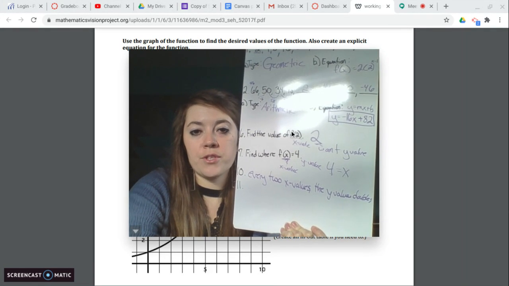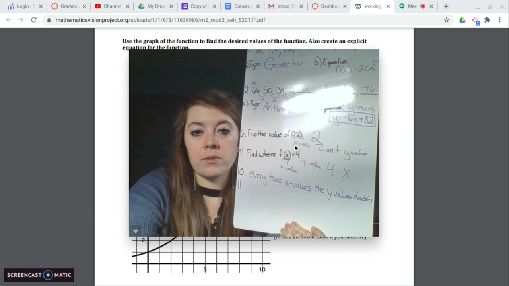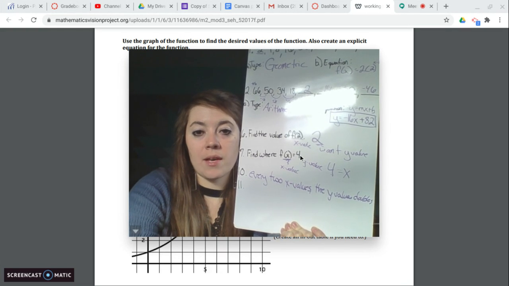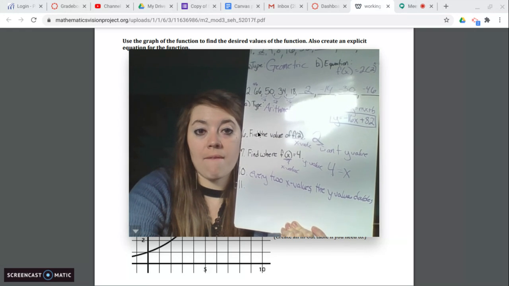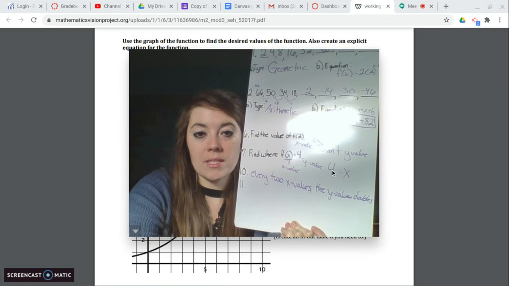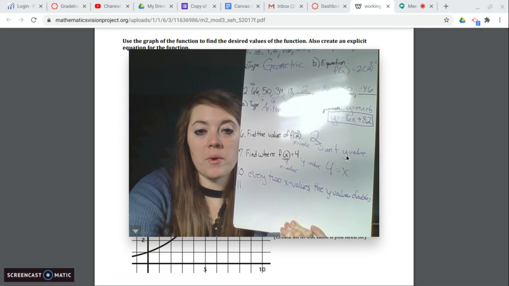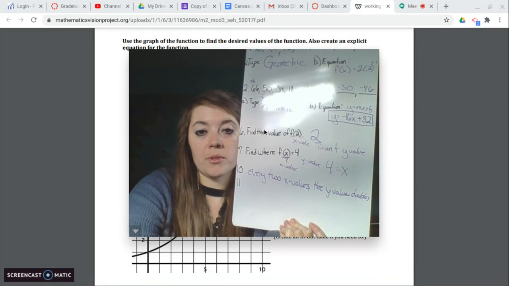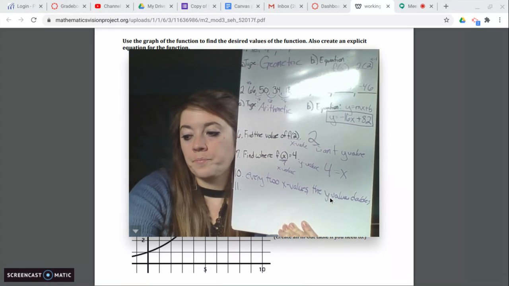We have the f of 2, and we're at 2. We go to f of x equals 4, x value is 4. So we're doubling every 2 x values, because at 3, it's not going to be doubled. It's going to be somewhere in between 2 and 4, so it's not doubled, but it doubles every other.